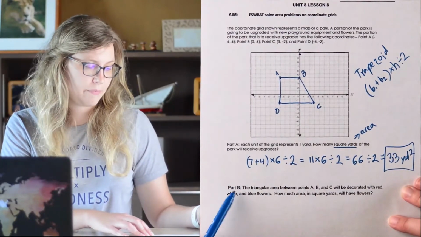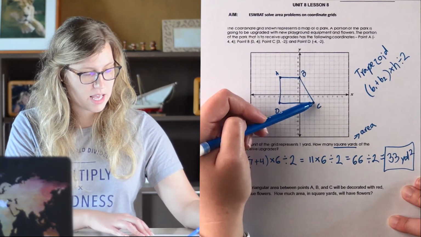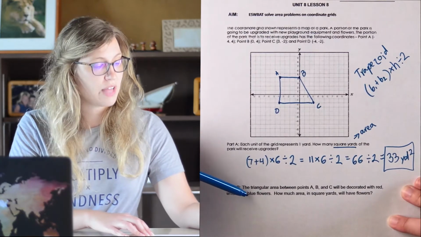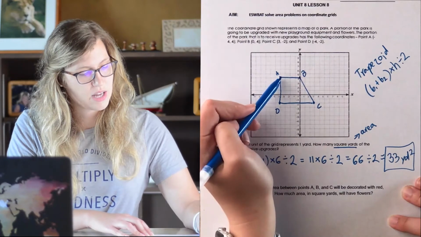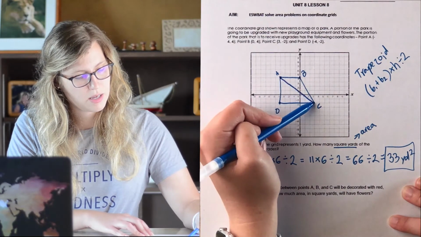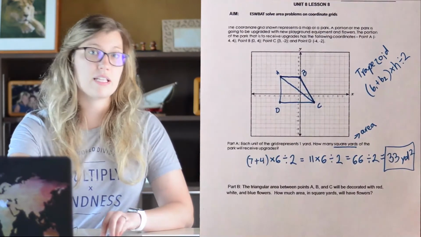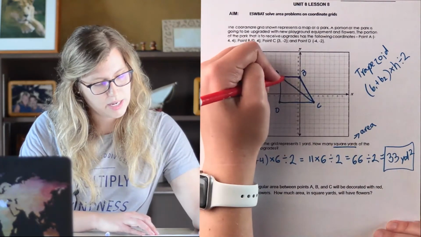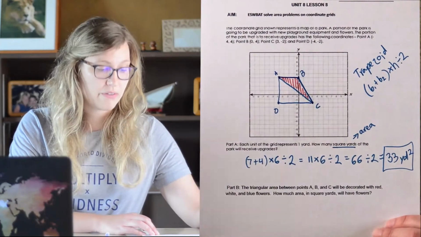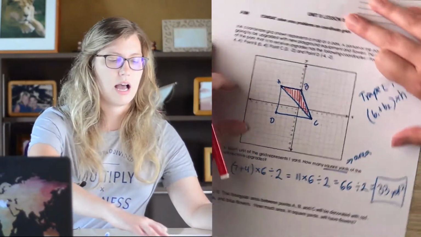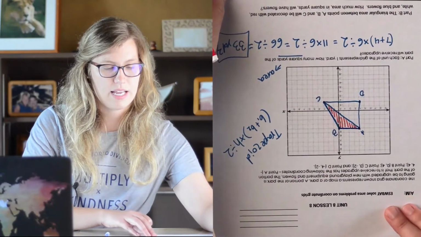Now let's look at part B. The triangular area between points A, B, C will be decorated with red, white, and blue flowers. How much area in square yards will have flowers? So now I have to figure out a new shape, and it's a triangle. I'm going to color it with a different color so you can see what we're looking at. Now looking at this triangle, this looks very difficult. However, watch this. I'm going to flip this around. And sometimes it helps looking at it like that.